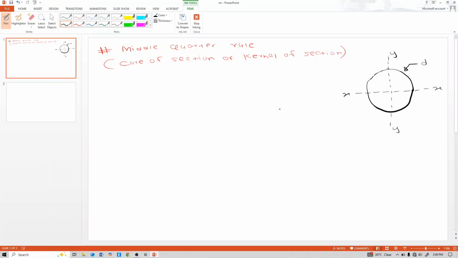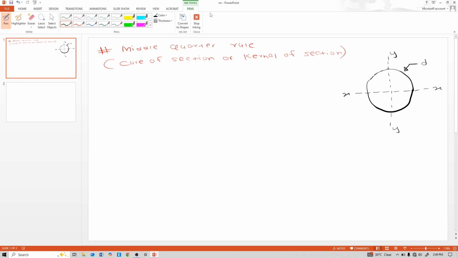Now in this video lecture we will see this middle quarter rule, and there is a different name for this middle quarter rule, another name also: core of section or kernel of section. So what is that core of section or kernel of section? See the definition of core or kernel of section. The centrally located portion of a section within which the load must act so as to produce only compressive stress is called the core of section or kernel of section.